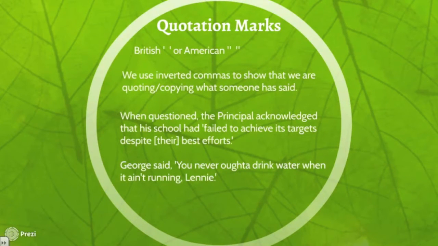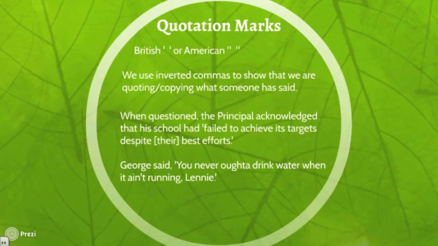When we are quoting in the UK or Britain, we tend to use single inverted commas. American English tends to use double inverted commas, but I prefer single because obviously, as I've just explained, we use double to indicate direct speech. So when we are copying what someone has said, we might be writing an essay on Of Mice and Men, for example, and we might be taking a quote out of that text and explaining that quote. We need to use single inverted commas to indicate that we are actually lifting that text and using it within our essay, and it's not our words that we're using, it's somebody else's.